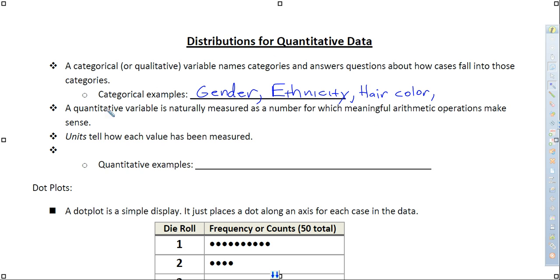Our focus is going to be quantitative data, so a quantitative variable is naturally measured as a number for which meaningful arithmetic operations make sense. Units tell us how each has been measured.